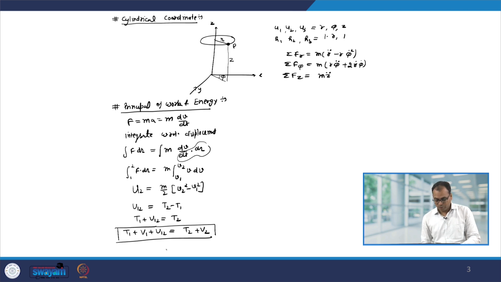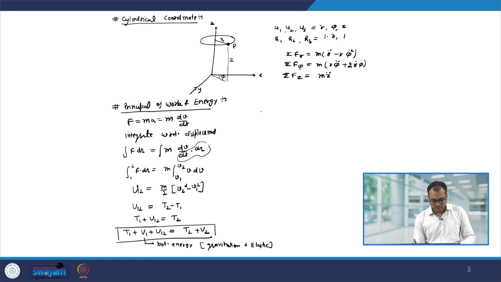So, here V1 is the potential energy which includes the gravitational and elastic potential energy, and U12 is the work done by the other forces.